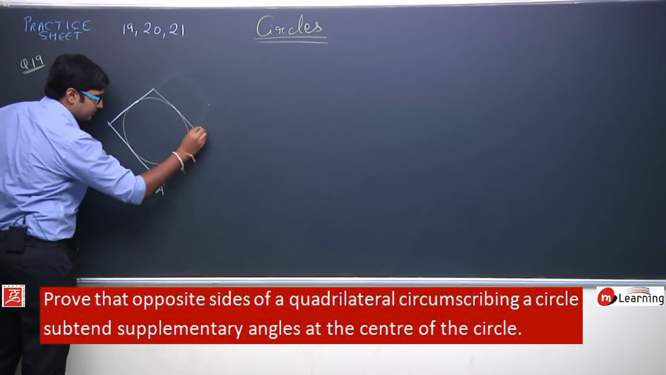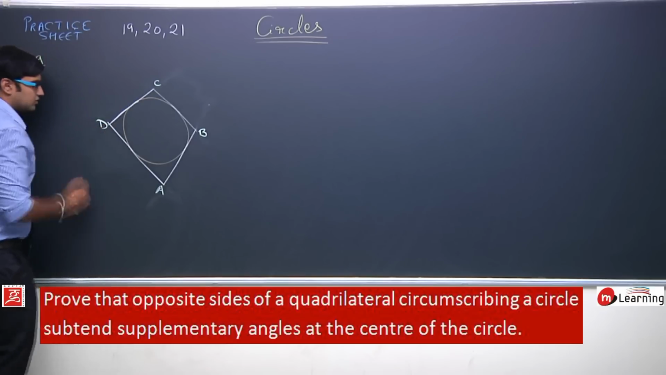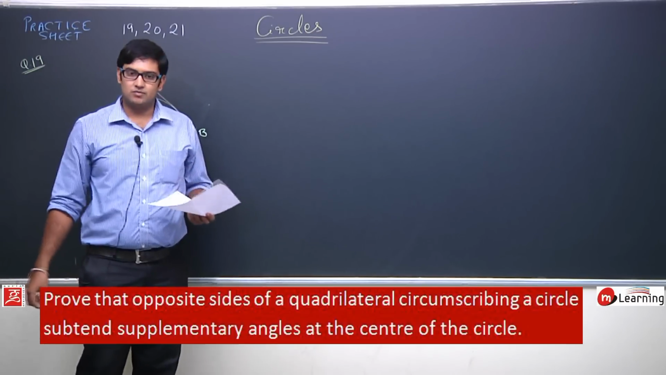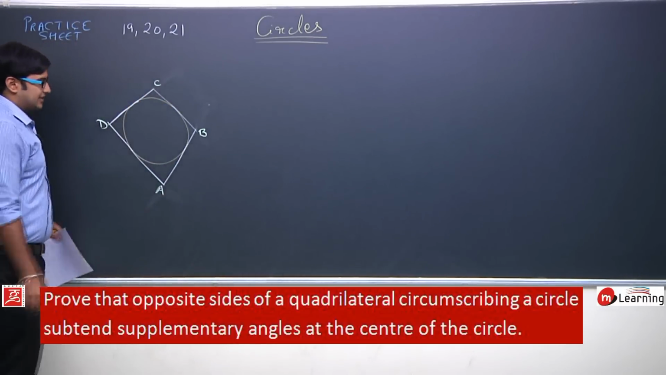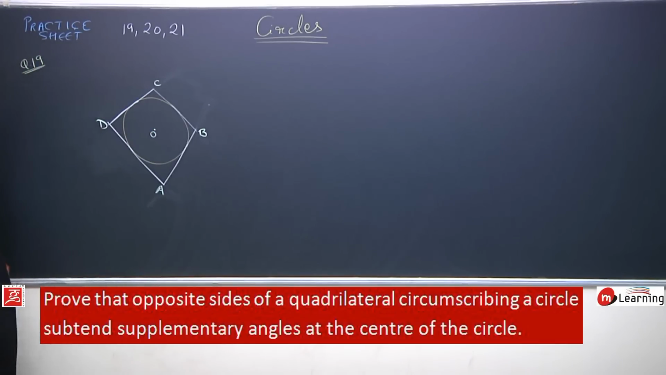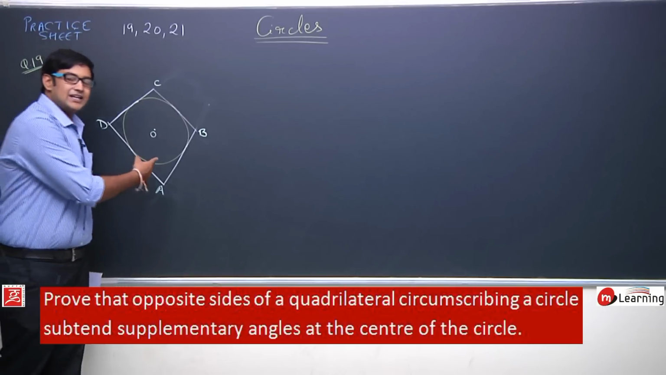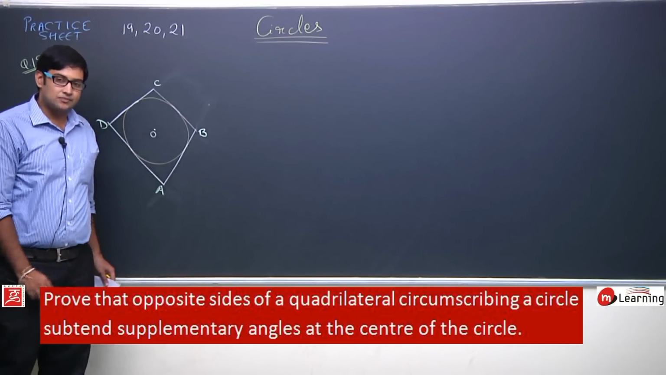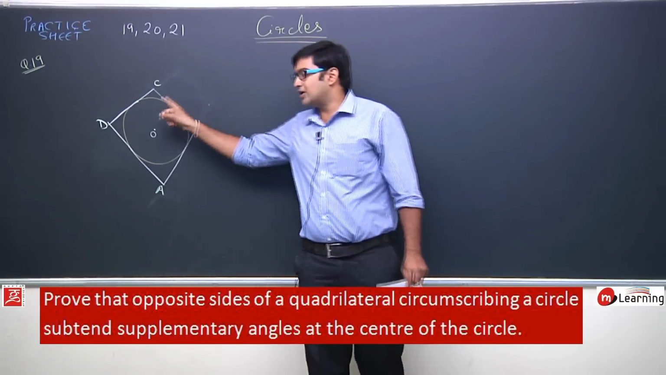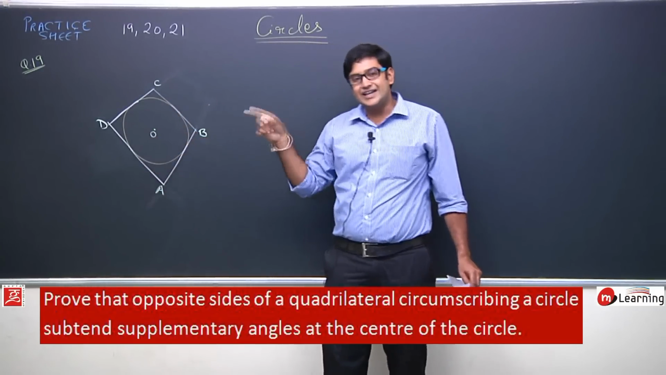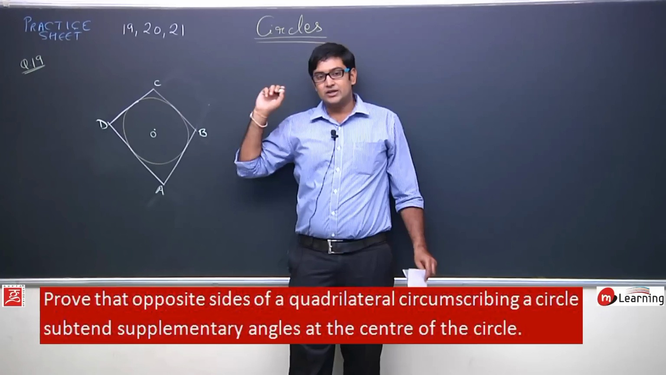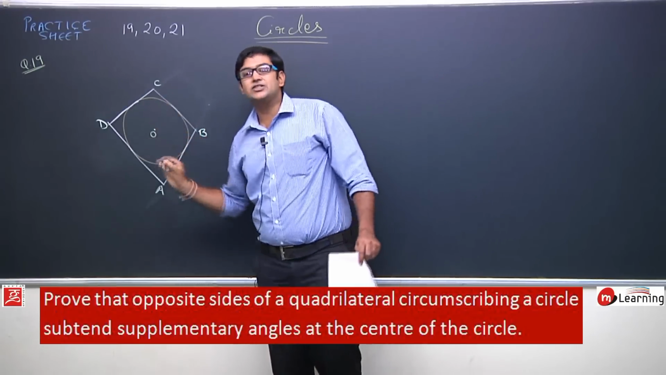Let us say A, B, C, D. So this is our quadrilateral. This quadrilateral circumscribes a circle. So this is the circle with center, let us say, O. Now it says that this quadrilateral circumscribes this circle. Circumscribe means the circle is touching the edges of this quadrilateral. The circle is not intersecting the edges. It is not passing through these edges. This circle is just touching the sides of this quadrilateral.